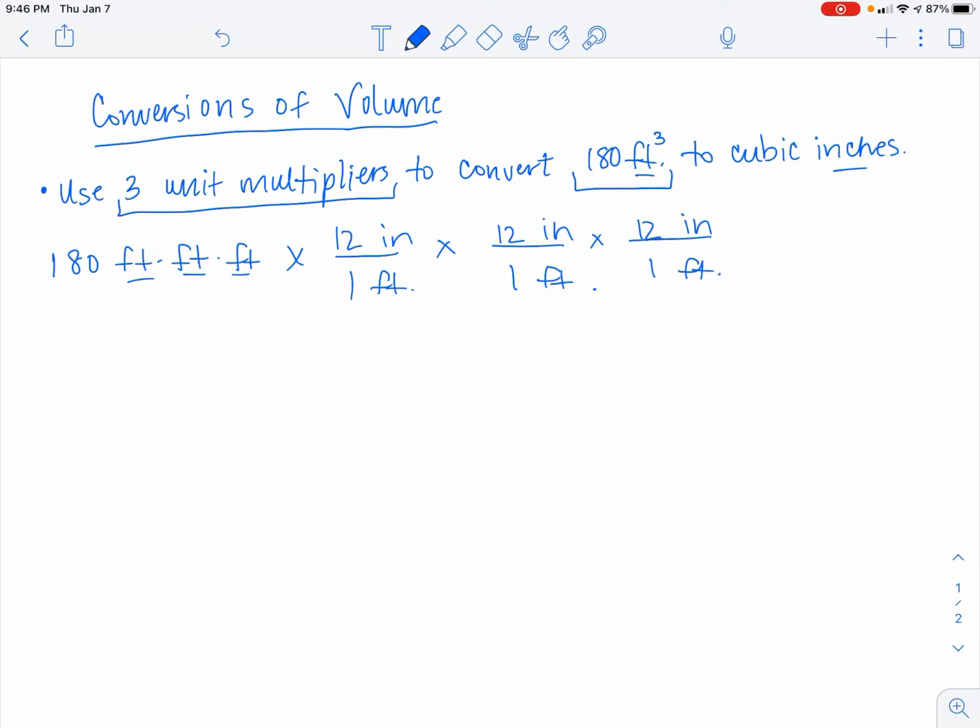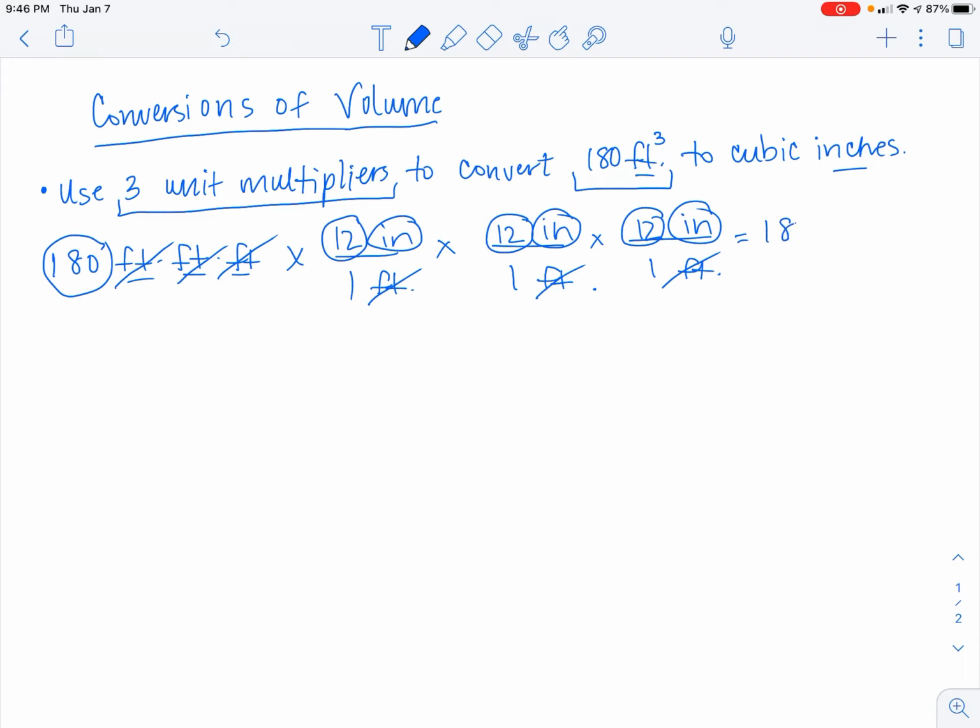And watch what we're going to do. We can cancel the 3 feet. 1, 2, 3, 1, 2, 3. What I like to do is circle what is left so I don't miss a thing. So I have 180, I have 3 12s, and I have 3 inches. And that's perfect because we were trying to get to inches.